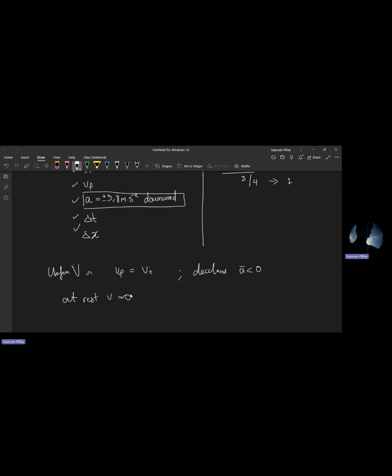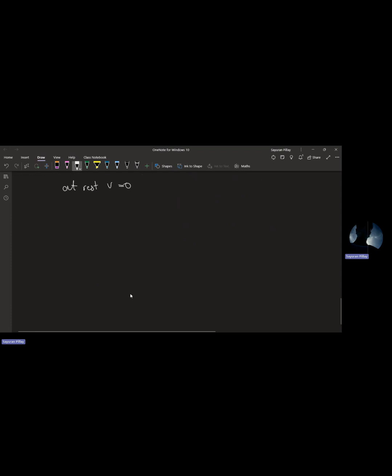Got it? Cool. Now let's look at the 5 scenarios that your examiners can ask you. There are only 5 scenarios that your examiners can ask you in this section. The first one is a falling object. Now I teach my students to take down as positive. Okay. Downward is positive motion, upward is negative motion.